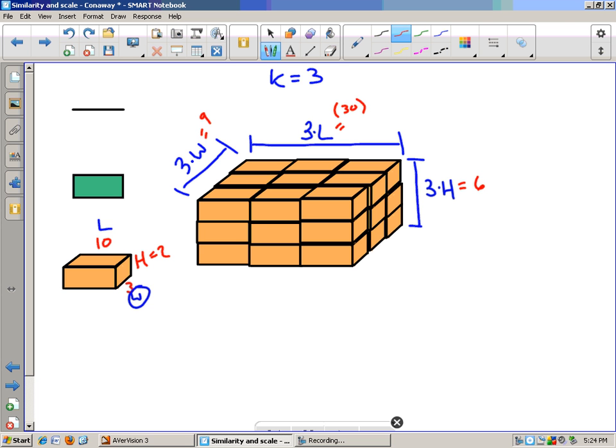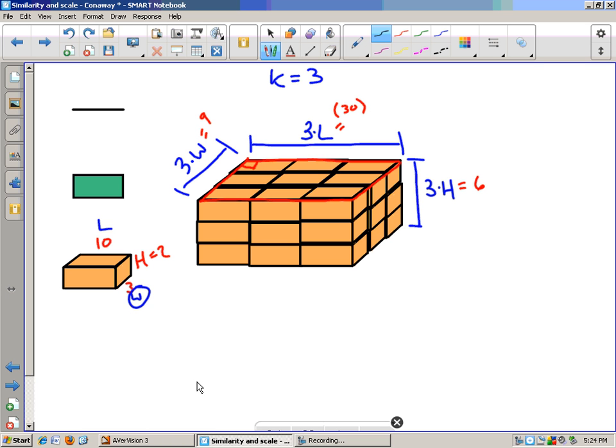So let's look at what's happening to the surface area. For the surface area, we need to find the area of each surface. This is one large rectangle. No, it doesn't look like a rectangle, it's just because of perspective. It is a rectangle, with 9 and 30 as its sides.